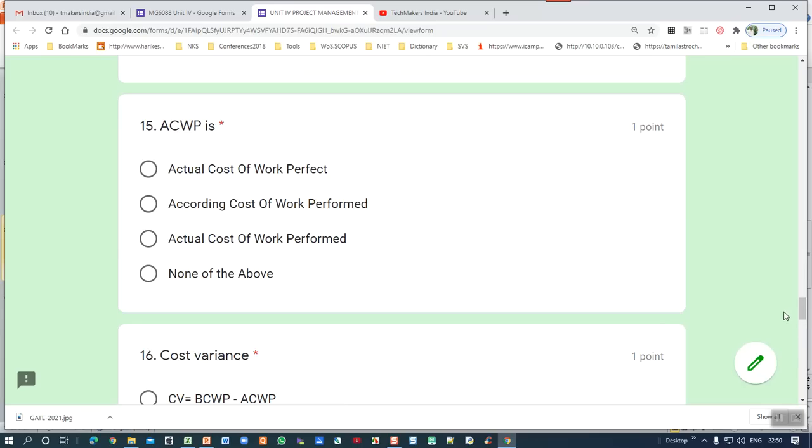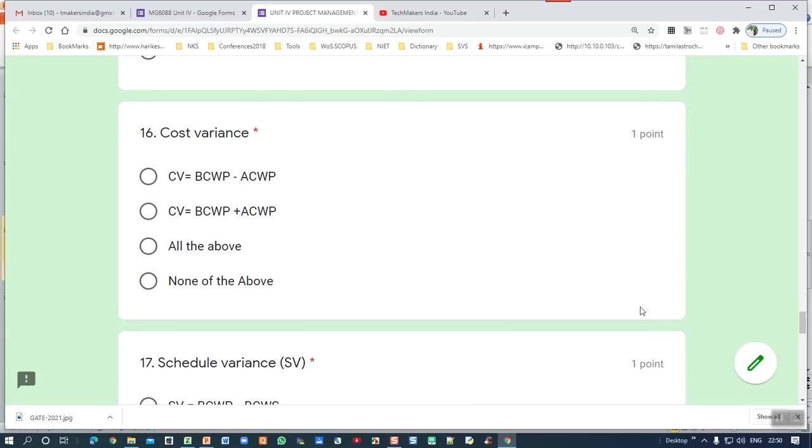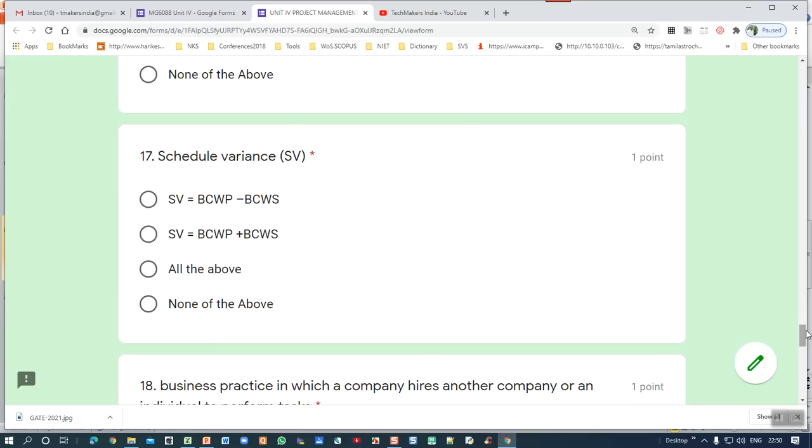15th question. ACWP, what is it called? Actual cost of work performed. 16th question. The cost variance. Cost variance, I already told you. So this is the correct answer. First one is the correct answer. If you have any doubt, watch my videos so that you can clearly understand. Next one is 17th. Schedule variance is this one. First, this is the correct answer.